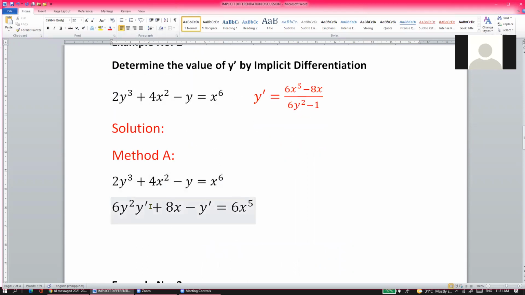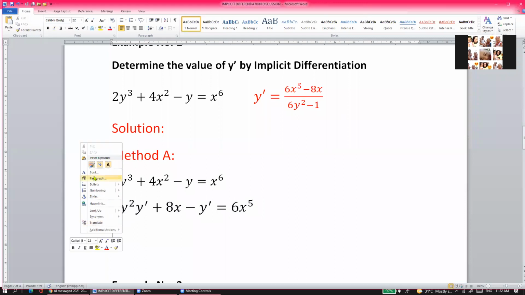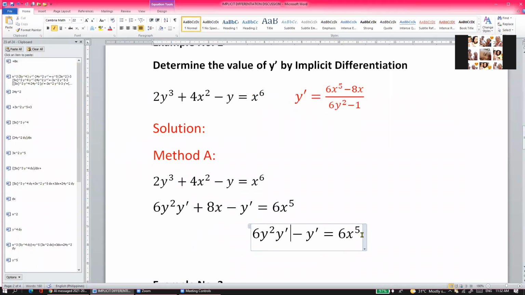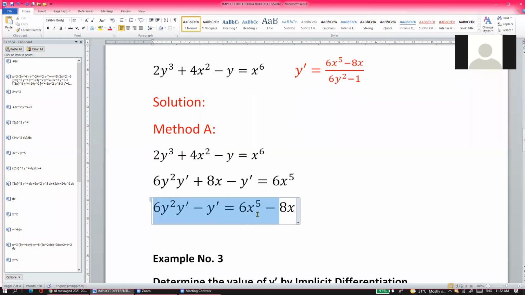Now, lahat ng may y prime, dadaling ko sa left. Lahat ng walang y prime, nililipat ko naman sa right. So, madali na lang dyan. Kasi simplified na yung mga terms natin. Ito na lang yung ililipat ko sa kanan. Okay, cut ko lang siya. Transpose natin. Yun nga lang, magpapalit tayo ng sign. Magiging minus 8x. Can you follow? Yes po. Copy-paste ko lang muli yan.